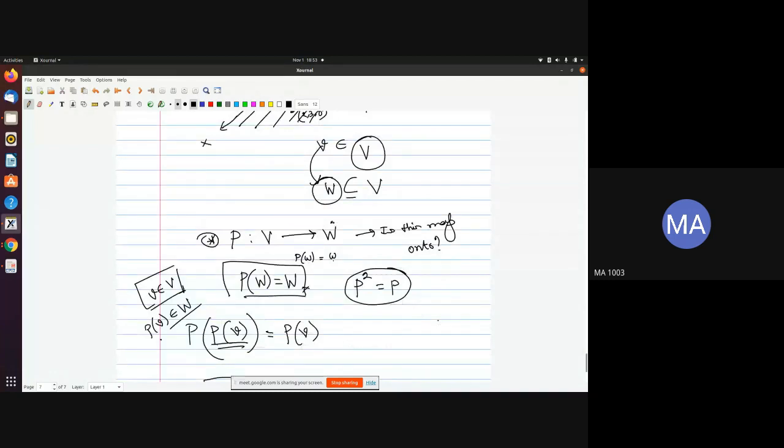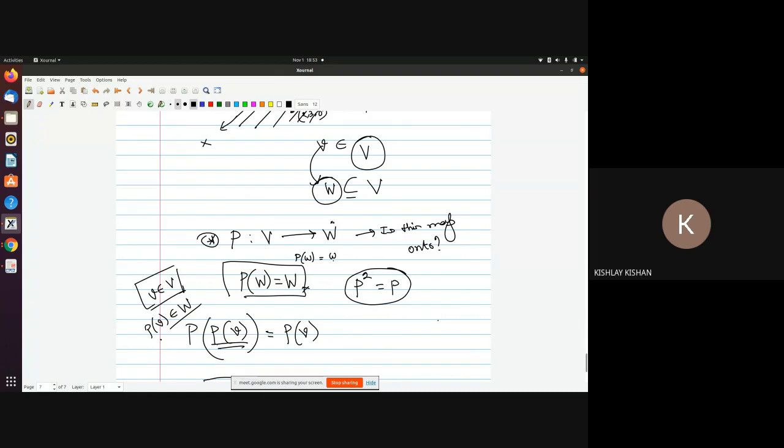Another question if I ask: is P one-to-one? No, sir, not always. Not always, right? Because in this case, the z-axis is actually the kernel of that. Exactly. Correct. Is it clear to everyone?